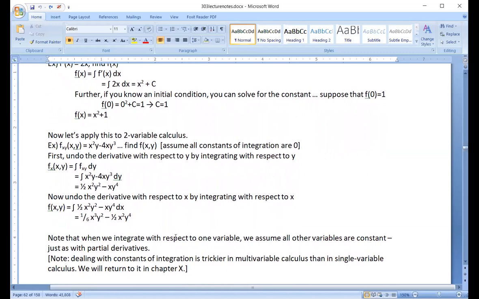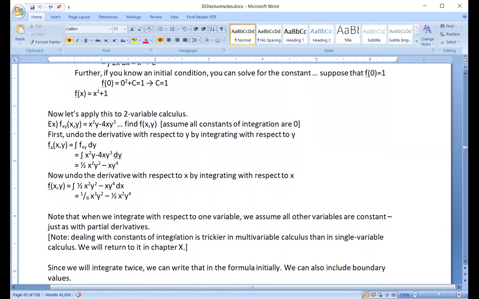We're going to come back to dealing with those constants of integration. For now, we're just going to take them to be 0. So in this case, we really went slowly step by step, assuming, well, let's do this one integral first, and let's do this other integral first. Just like we can write multiple derivatives in a single expression, we can again write multiple integrals in a single expression.